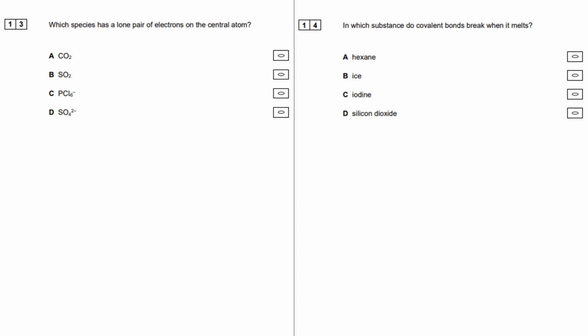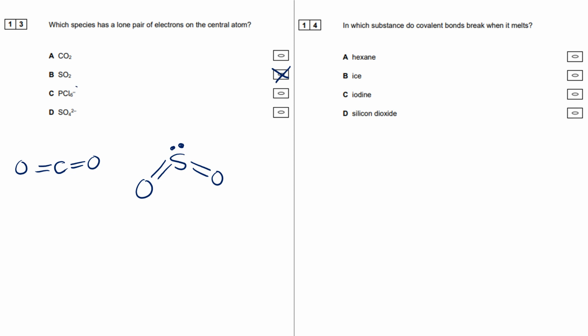Question 13. Which species has a lone pair of electrons on the central atom? So carbon forms 4 bonds, oxygen forms 2 bonds. So that's no lone pairs on the carbon because all of its outer electrons are involved in bonding. Sulfur dioxide, so sulfur's in group 6. Oxygen forms 2 bonds, so each oxygen forms 2 bonds. Sulfur's formed 4 bonds, so there would be a lone pair left over. So SO2 does contain a lone pair.